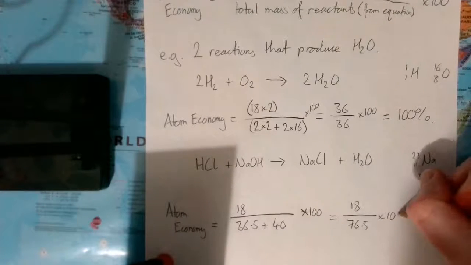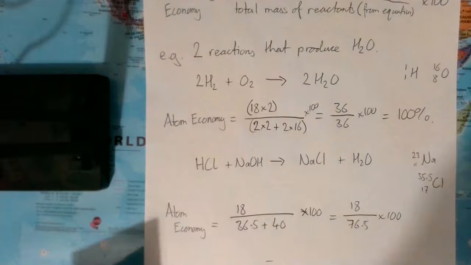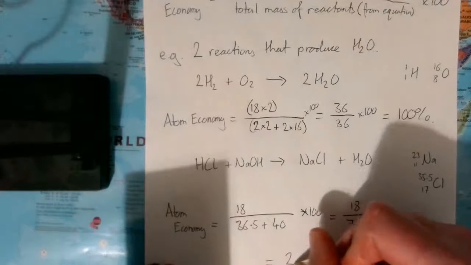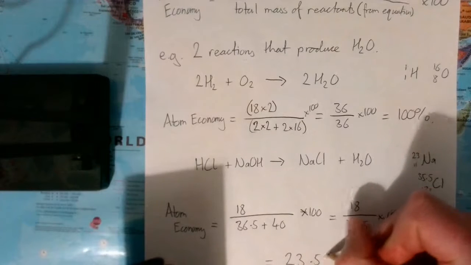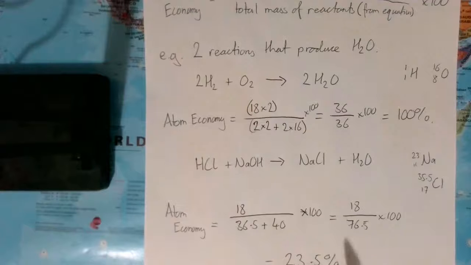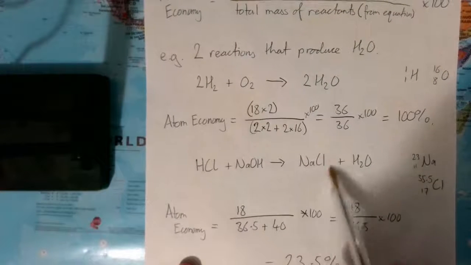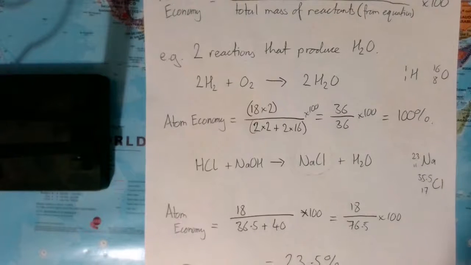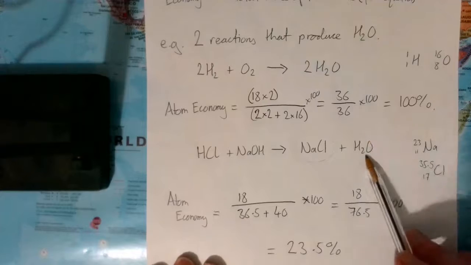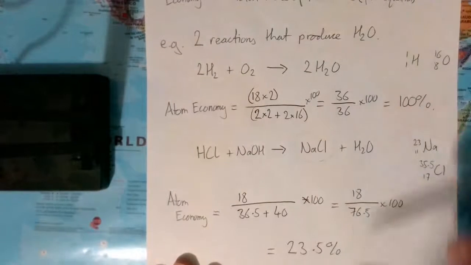76.5. And yes, that really is the shadow of a calculator as we do this. And that gives us 23.5%. So you can see the vast majority of the atoms here end up in the other product. So there's a really low atom economy if you're trying to make water. It would be far better from atom economy to make this.